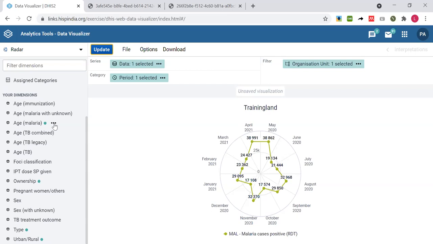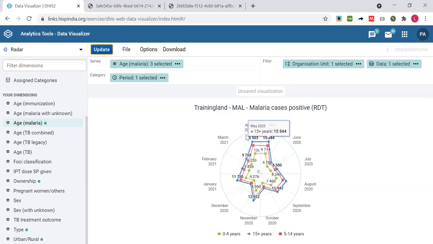So what we can actually do, if you want to show a very crowded radar chart, for example, is select this malaria age and try to add it to series. As I told you before, whatever we add to series will appear as lines, right? So I will select one additional dimension called malaria age and add it here. Age comes here and I click on update. And then this is what I see.